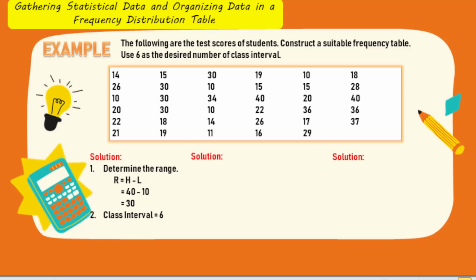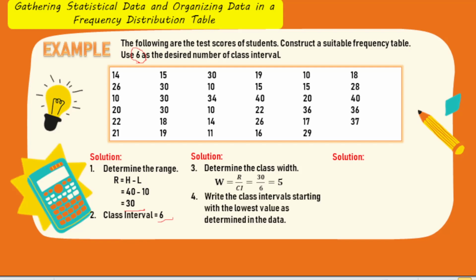Then, step 2, class interval. It was already stated in our problem. Use 6 as the class interval. So, we do not need to solve for it. Then, determine the class width. How do we get the class width? Range divided by the class interval. Our range is 30, class interval is 6. So, class width is equal to 30 divided by 6, which is equal to 5. So, our class width is 5.